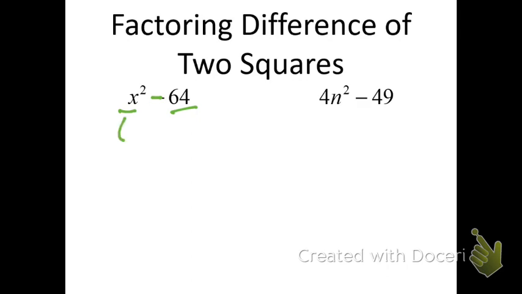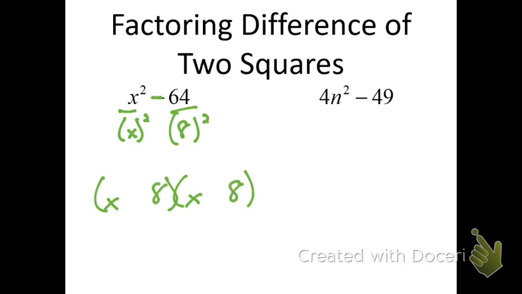So x squared is the square of x. 64 is the square of 8. So what's happening here is I have x and x being multiplied together, and an 8 and an 8 being multiplied together. I put a plus in one and a minus in the other. All right, and that's how you factor the difference of two squares.